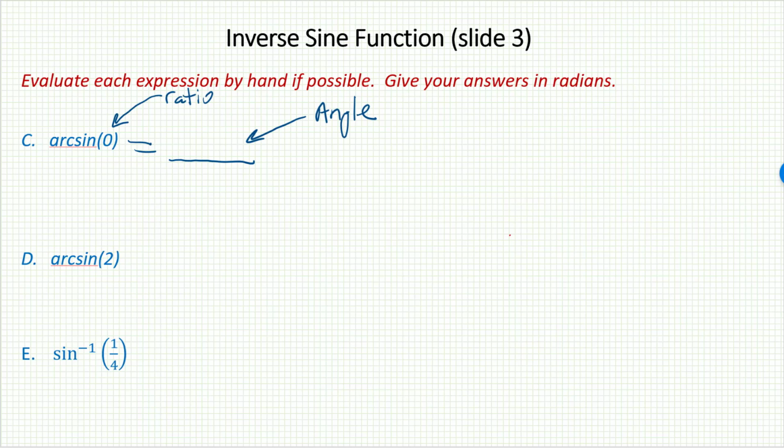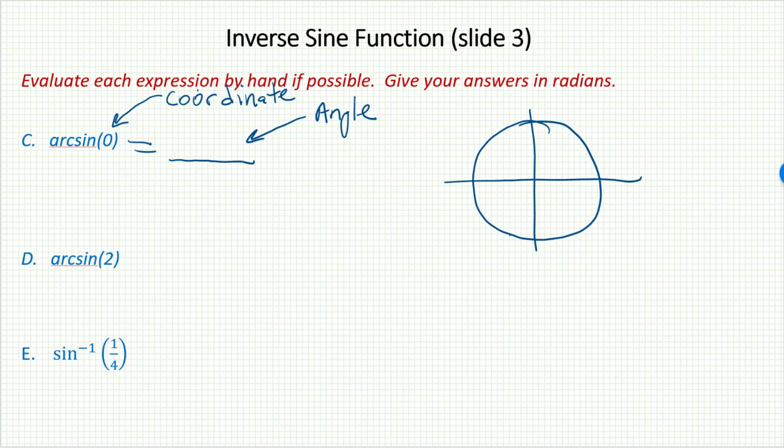Now, what picture should I draw? Well, when I see a 0, I don't think I'm going to make a triangle with a side of 0. So that makes me think that instead of seeing this as a ratio, I should probably see it as a coordinate. I'm always thinking unit circle when I see numbers like 0 or 1. So I'm going to draw a unit circle picture in this case. I know the unit circle definition of the sine function is that it returns to you the b coordinate of the point on the unit circle.